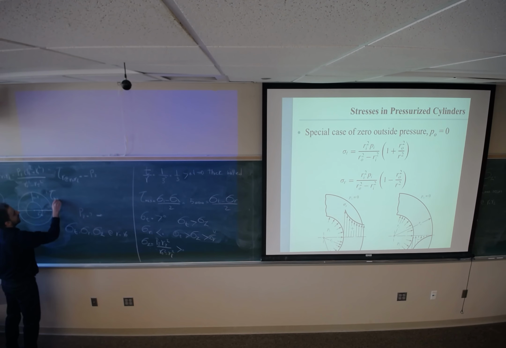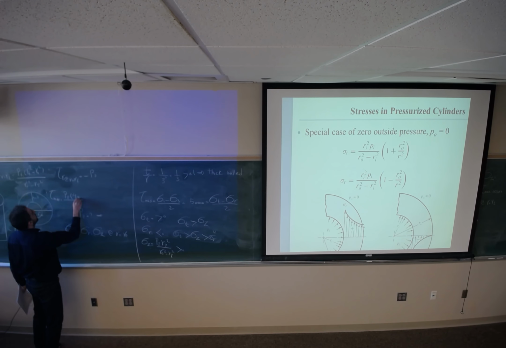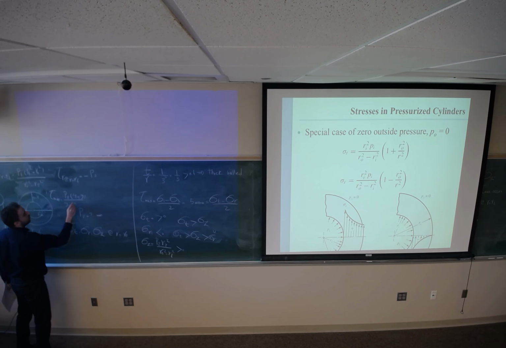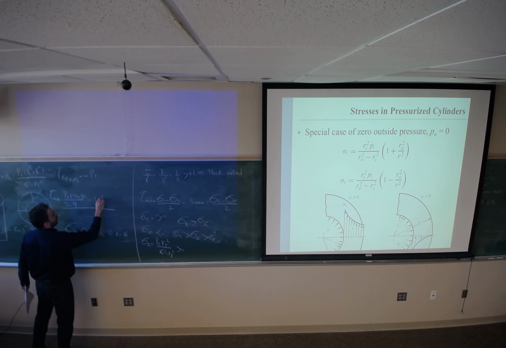Tau max is sigma T, which is Pi times Ri. Ro equals 3 inch because the diameter is 6. Ro equals 3, and 3 minus 1 inch gives Ri, which is 2 inch. So 4 plus 9 divided by 9 minus 4, minus minus Pi, divided by 2 equals 5,000.